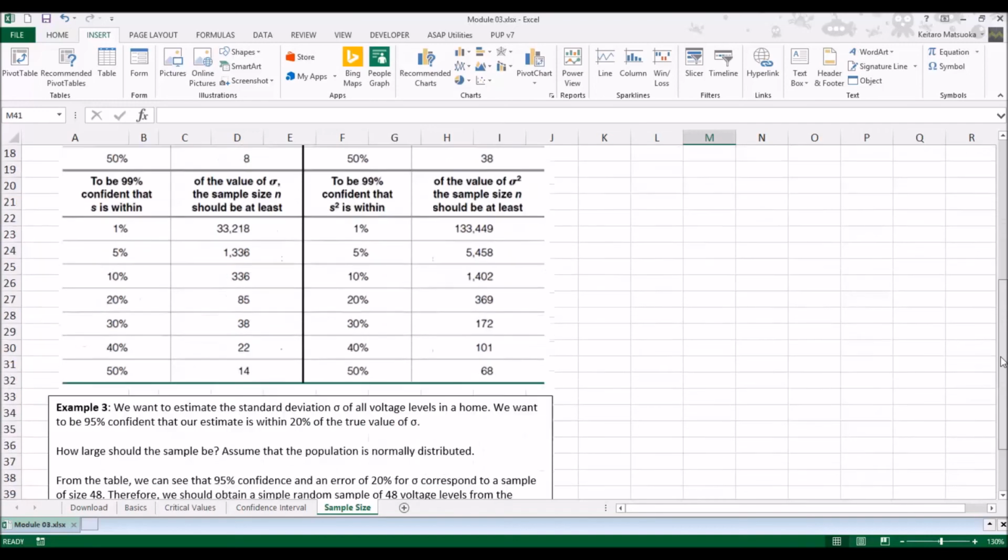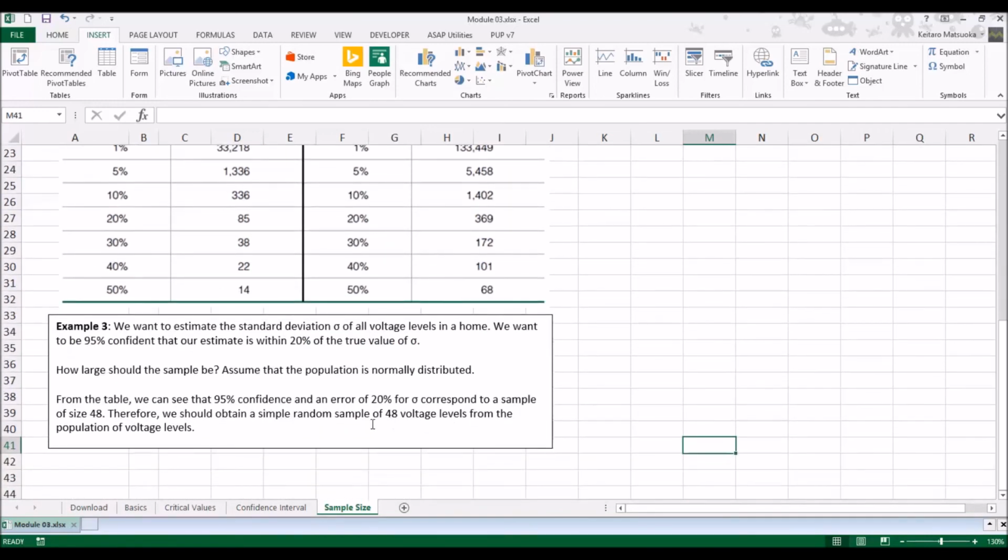That's all you have to do. From the table, you can see that the 95% confidence and the error of 20% for sigma, the standard deviation, correspond to a sample size of 48. So we should obtain at least 48 voltage levels from the population of voltage levels. And that's all there is to it for Module 3.